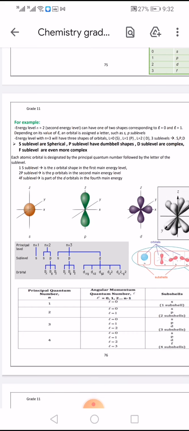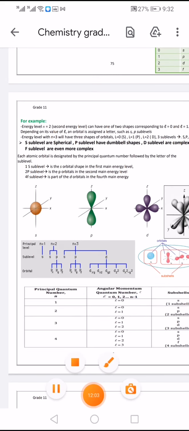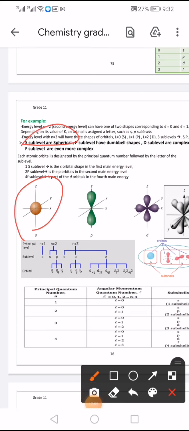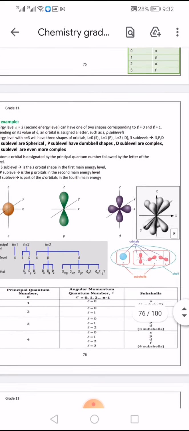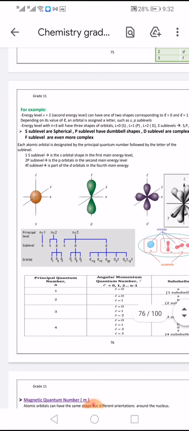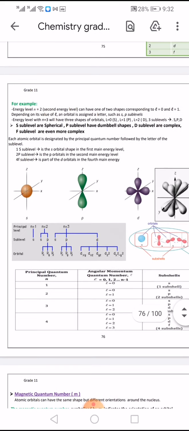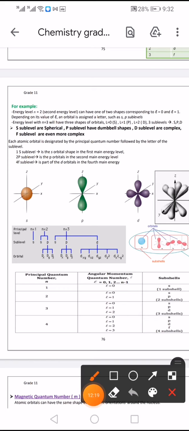So what's the shape of the S sublevel? Look here, the S sublevel is spherical. The P sublevel is like a dumbbell shape. D sublevels are complex. F sublevels are even more complex. Each atomic orbital is designated by the principal quantum number followed by the letter of the sublevel. 1S is the S orbital in the first main energy level. 2P is the P orbital in the second main energy level. 4F is the F orbital in the fourth main energy level.